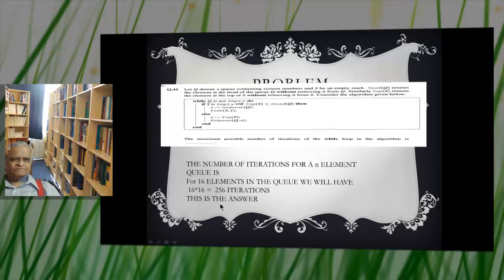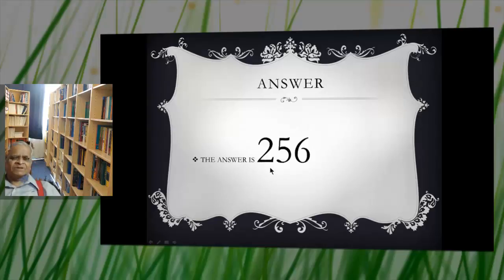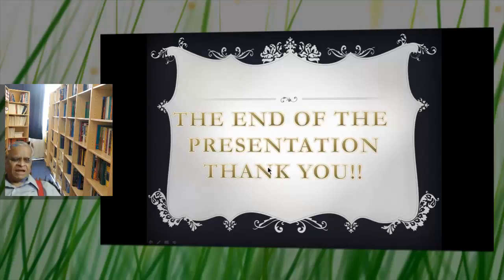So for 16 elements we require 16 squared, or 256 iterations. This is going to be the answer. The answer is 256. End of the presentation.